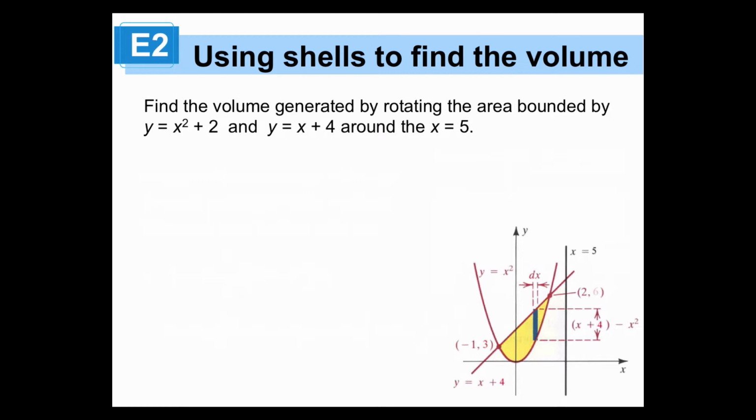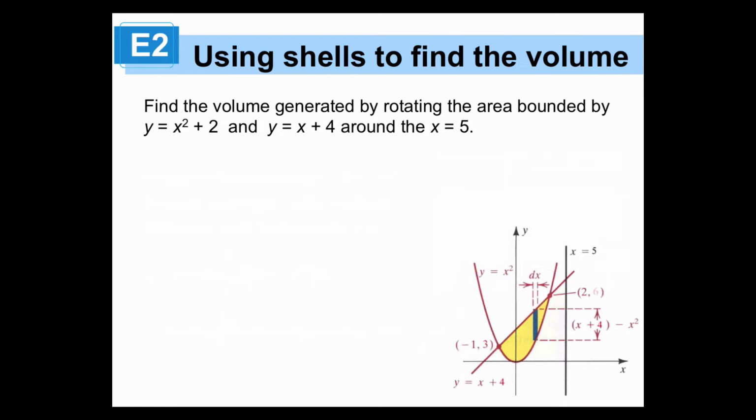Question number 1. Disc, washer, or shell? Shell. Because we're in the section on shells, it's probably a shell problem, but how do you know that? Reasoning. Carolyn? It's parallel. Parallel to? The axis of revolution. Right on. Here's our rectangle. Here's the axis of revolution. It's parallel. Therefore, we're going to use a shell method.